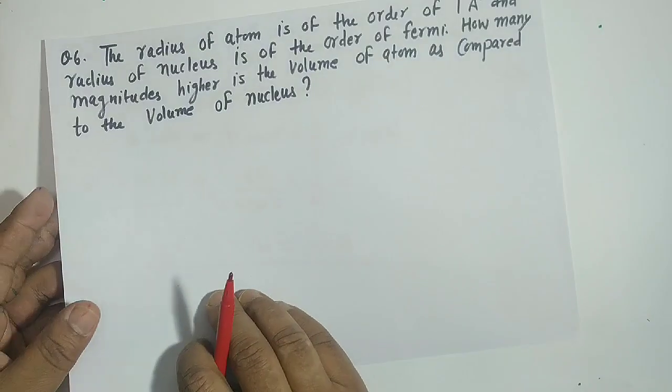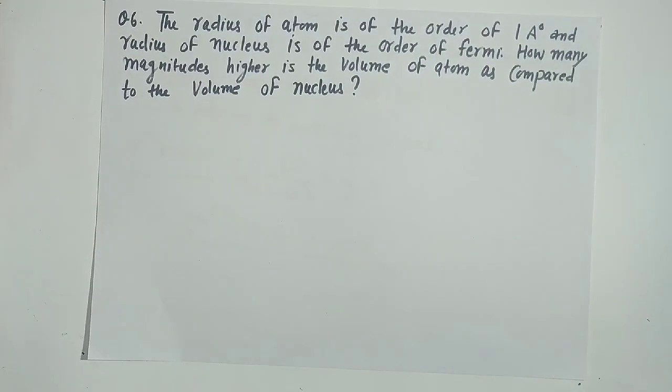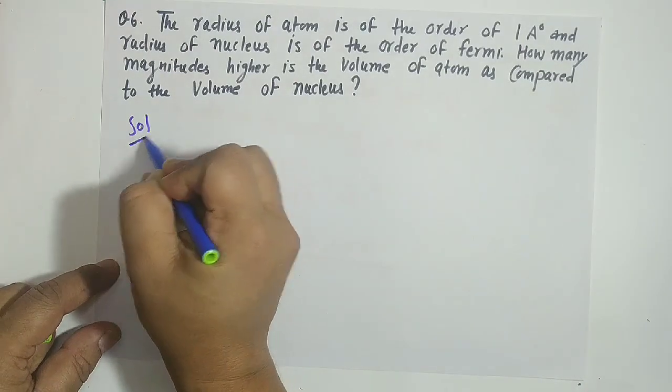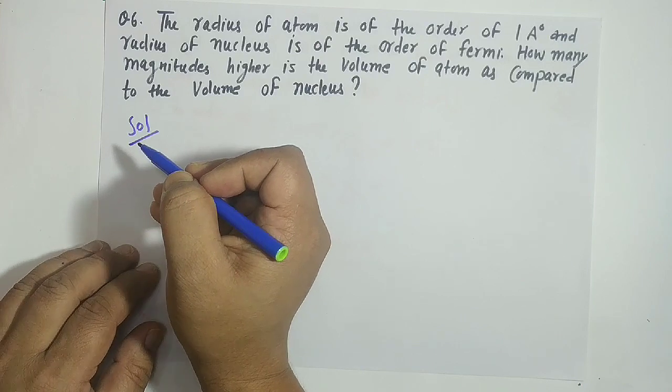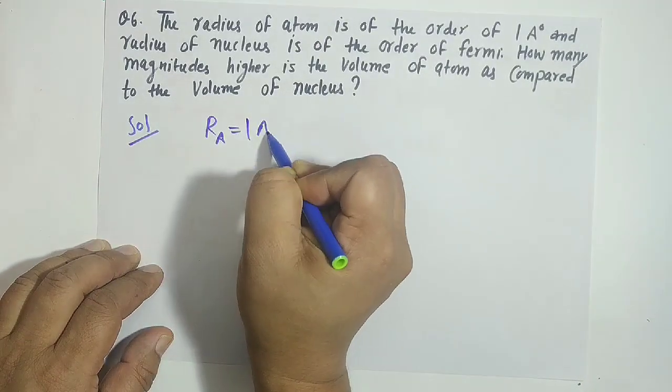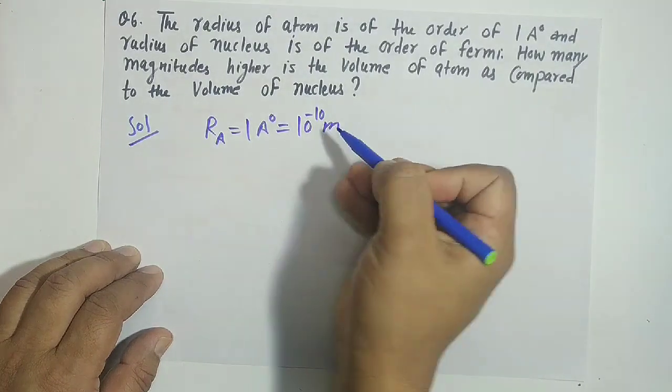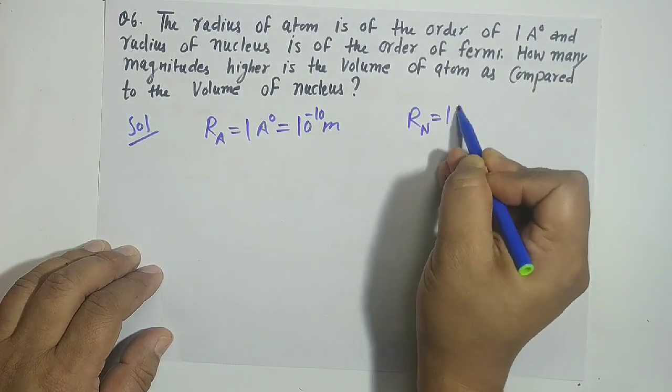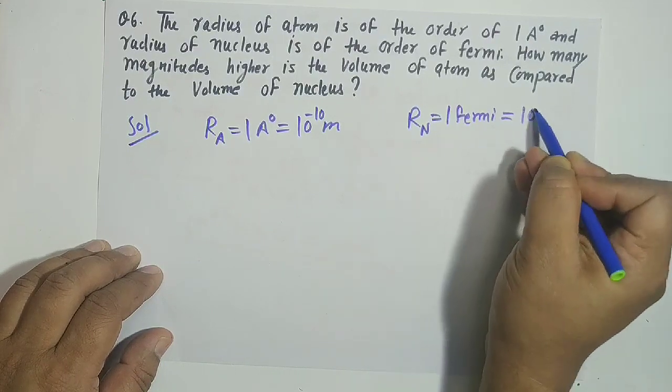Now question number 6 says the radius of atom is of 1 angstrom, and the radius of the nucleus is in the order of Fermi. That we have discussed. Then they are asking how many magnitude the volume of atom is as compared to the volume of the nucleus. So can we compare it? Yes, we can compare the volume. The radius of the atom is 1 angstrom, is 10 to the power minus 10 meter. And the radius of nucleus is 1 Fermi, 10 to the power minus 15.